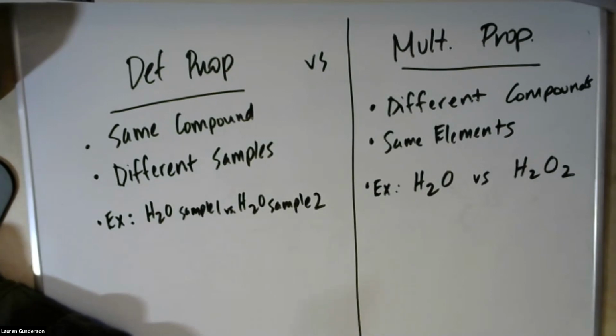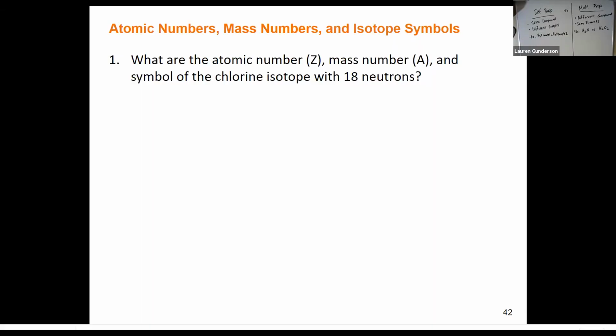All right, let's try this one. This one moves us into our discussion of what makes up an atom. And we'll have a few of these questions coming up. What are the atomic number, mass number, and symbol of a chlorine isotope with 18 neutrons?